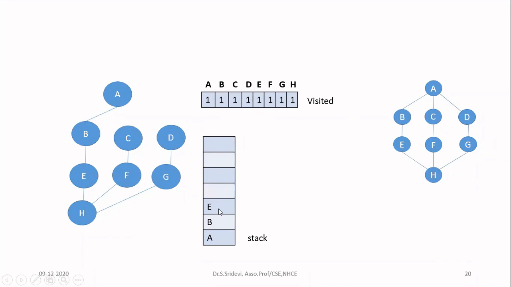So remove it. Go and check on the top of the stack. You have E. E is having two neighbors, B and H. They have been already visited. So no need to explore further. So now remove E from the stack. Then go and check B. B is having two neighbors, E and A. Both have been already visited. So you can remove B from the stack. Then go and check A. A is having three neighbors. All three have been visited. So remove A also from the stack. So now my stack is empty.